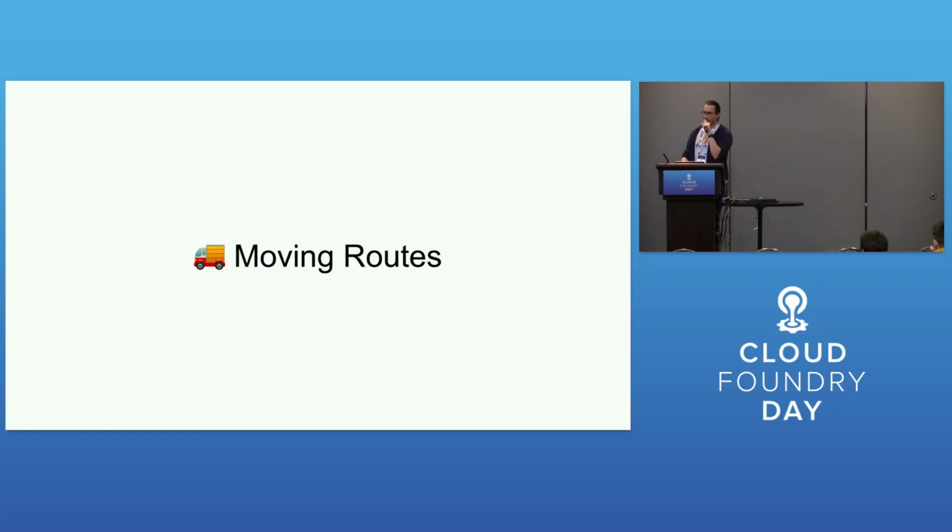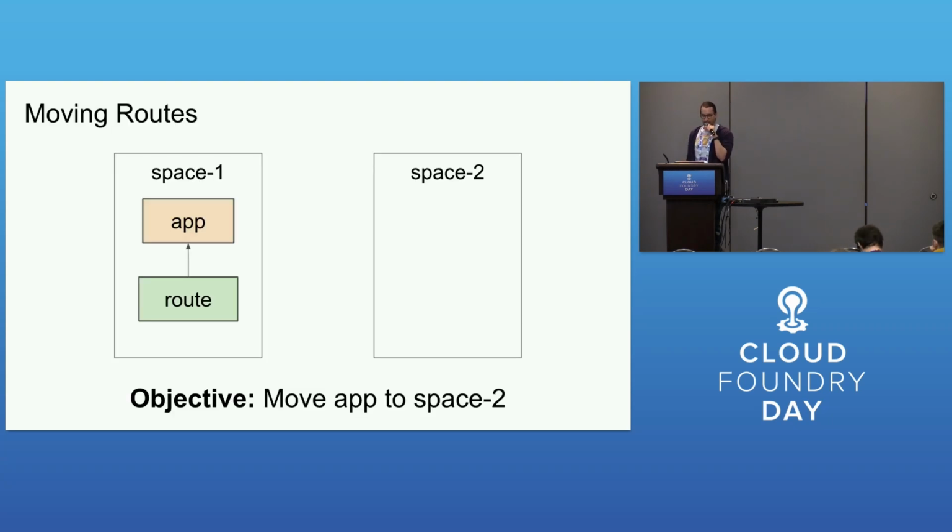All right, and then finally, we'll talk about a new feature that came out, moving routes. This is hot off the presses. So the workflow here is you have an app that's in space 1. Through organizational restructures or whatever, you now want to move that app over to a different space, but you also don't want to have any downtime. Currently, that's not really possible, or at least possible within Cloud Foundry, because the route is tied to the space that it's in. But with some of this new technology, we now have a workflow that will help you do that move without any downtime.